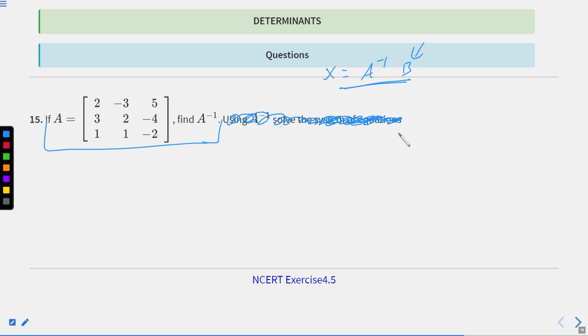So you have two ways to find A inverse. One is the determinant and adjoint of A, and another is elementary row operations.